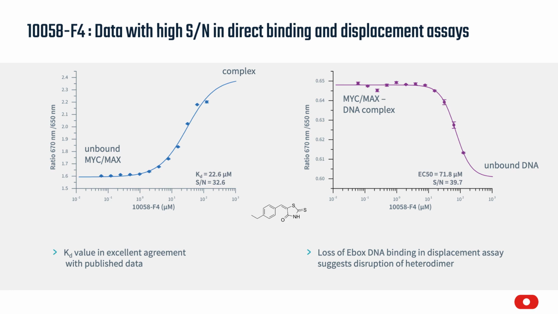In the displacement assay on the right that you can see here, we also started with the labeled DNA and the MYC-MAX, and then increased the concentration of the compound. And as predicted, we could see that the ratio decreased, meaning we have here a proof that this small molecule is able to displace MYC-MAX from the DNA. We don't reach complete saturation because we couldn't go high enough with the concentrations, but it's definitely displacing the protein.